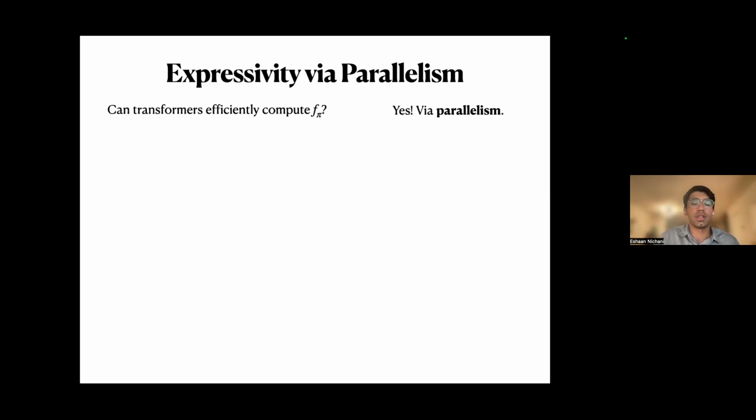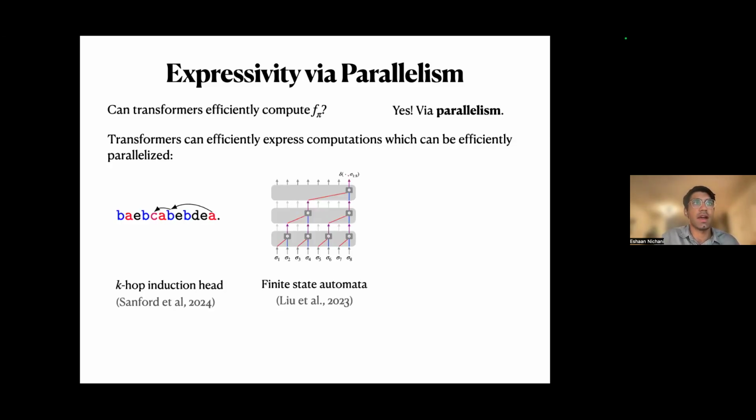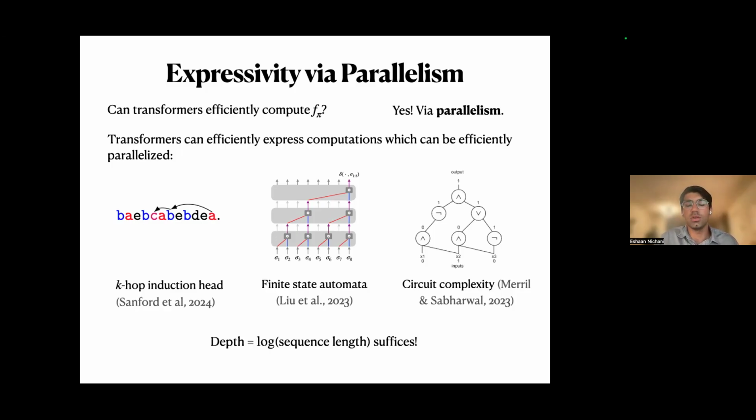A number of prior works have shown that transformers can efficiently perform computations which are efficiently parallelizable. Some examples in the literature include the k-hop induction head, simulating a finite state automaton, or simulating problems that can be solved by shallow circuits. In all of these cases, these are problems which can be easily parallelized. The general theme is that depth equal to log of the sequence length suffices for expressivity.